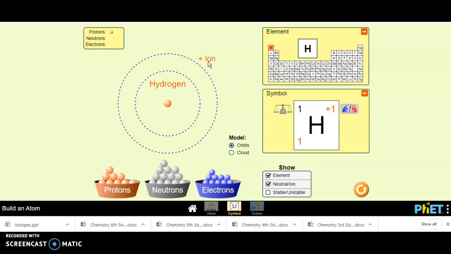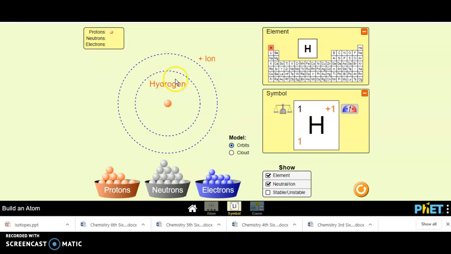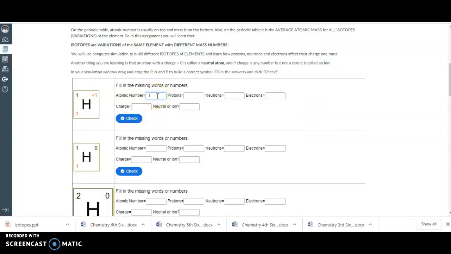So you have to know the difference between both an ion of hydrogen and an atom of hydrogen. Atom of hydrogen has no charge, whereas an ion of hydrogen has a charge because the electrons and protons are not equal. So we use this as a first example. So for hydrogen atom, the atomic number from this PhET simulator is 1. You can see right here, that's atomic number 1. So you go in there and put in 1.